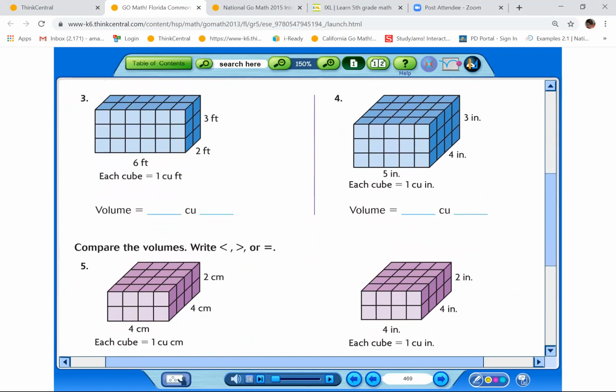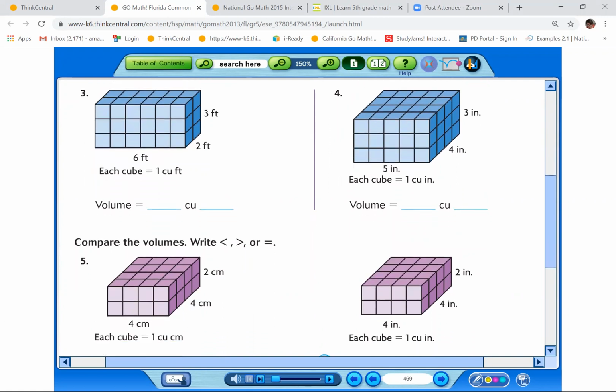Okay, so here's what I want you to do. While I'm working these out, I want you to pause the video. Pause it, do the math yourself, and see if you get the right answer. Because then you can just hit unpause and check your answer with me. All right, so let's write down the formula, length times width times height. All right, go ahead and pause the video and do the math.